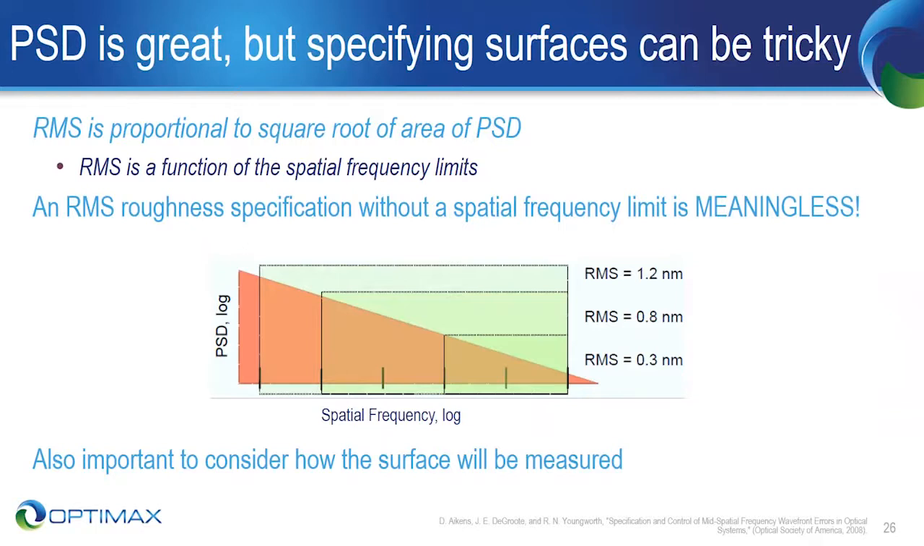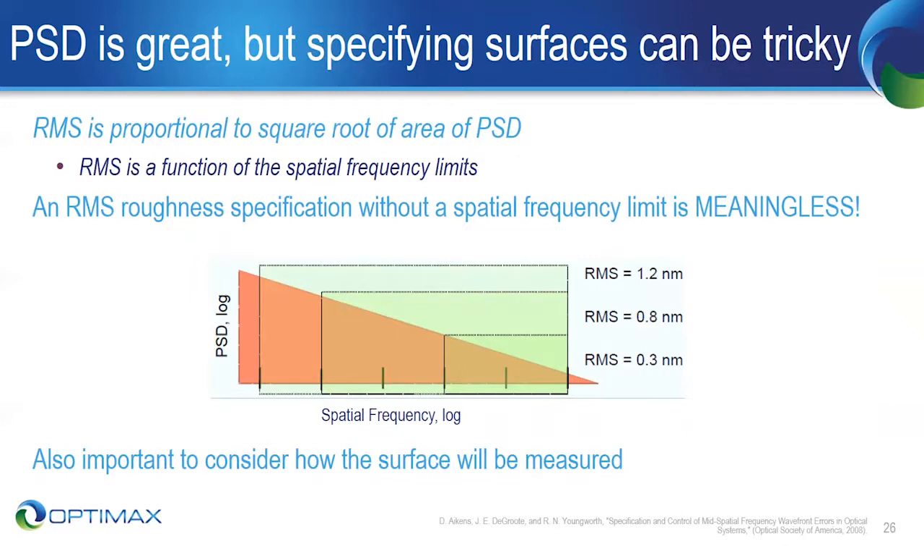You can see an example here as a PSD plot as a function of spatial frequency, and you can see the corresponding RMS roughness is different depending on the area under the curve. And so that's where it's important to indicate what are those spatial frequency limits. And this is very important.